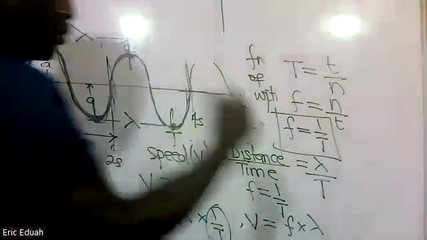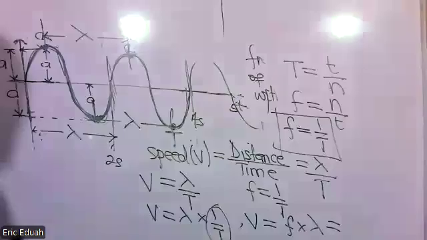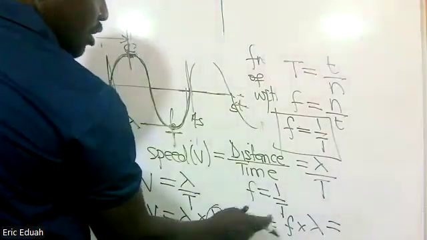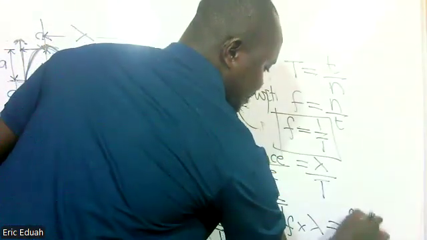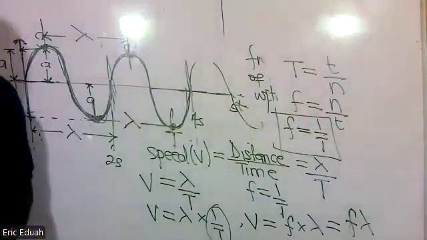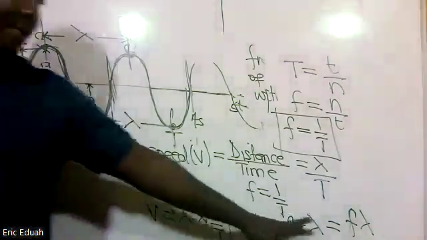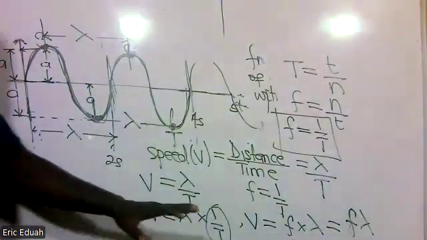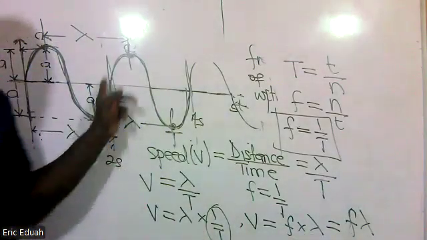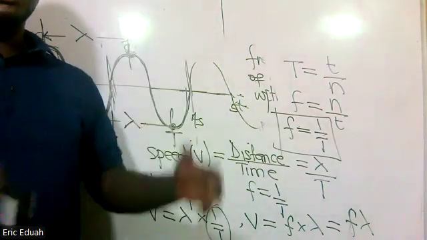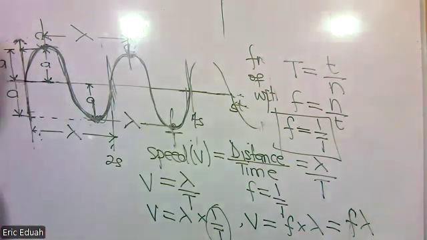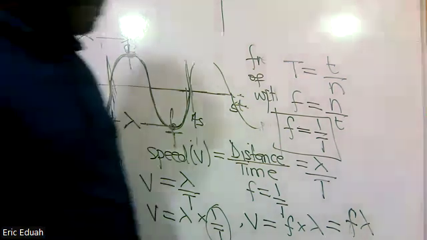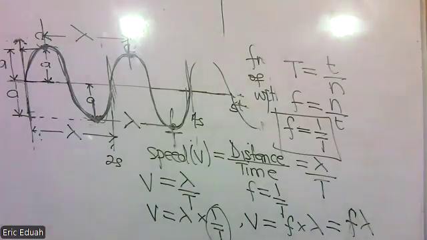And that is why, for waves and SHM, the velocity or the speed of a wave is given by F lambda. So this relation is obtained upon considering just a full cycle of a wave. Speed has the unit meter per second. Please, are we okay? Yes. All right.